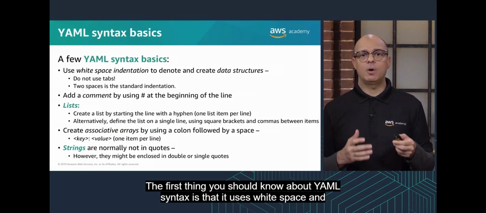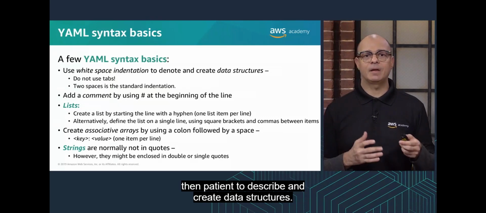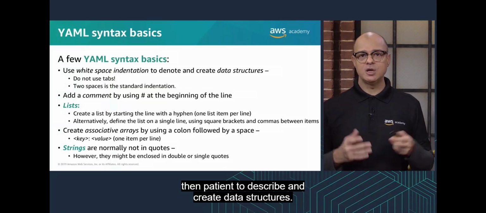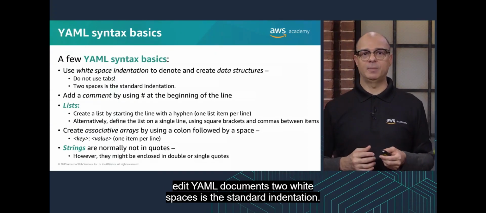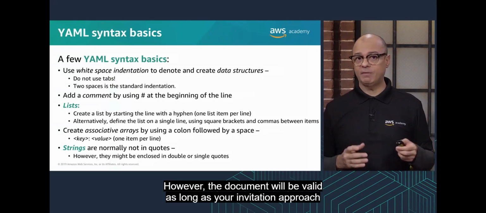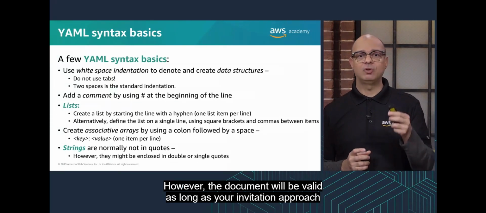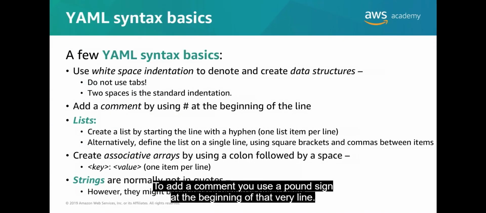The first thing you should know about YAML syntax is that it uses whitespace indentation to describe and create data structures. You must be careful to avoid using tab spaces when you create or edit YAML documents. 2 whitespaces is the standard indentation. However, the document will be valid as long as your indentation approach is consistent. To add a comment, you use a # at the beginning of that very line. You also need to leave a blank line both above and below any comments.